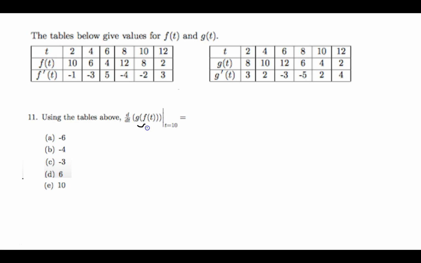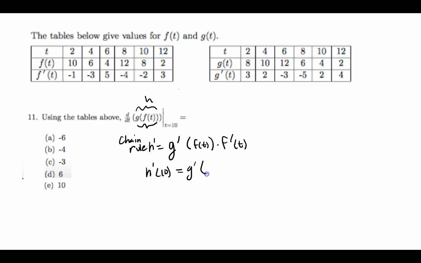Next up, we have the composite function, f inside of g. So we're going to do the chain rule, where we do the derivative of the outside evaluated at the inside times the derivative of the inside. If that's called h, we want h prime at 10, so we take g prime of f of 10 and multiply by f prime of 10.